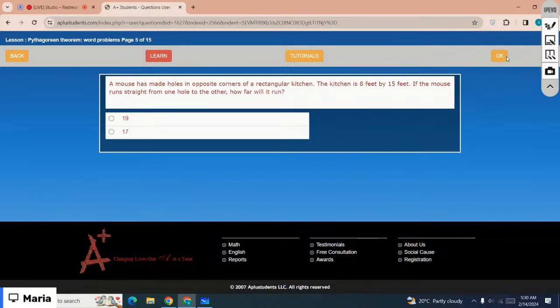Very good. Okay, a mouse has made holes in opposite corners of a rectangular kitchen. The kitchen is 8 feet by 15 feet. If the mouse runs straight from one hole to the other, how far will it run? So which is the correct option?